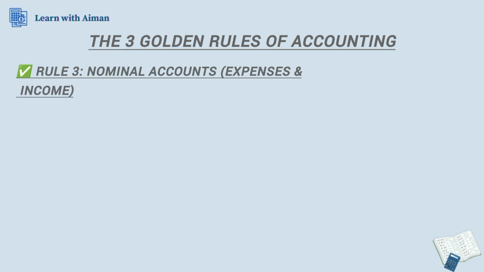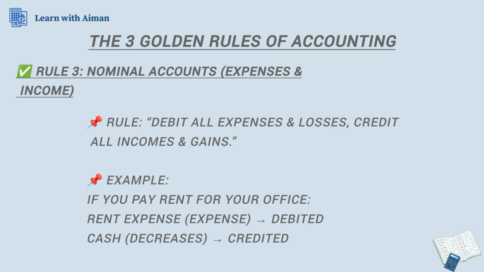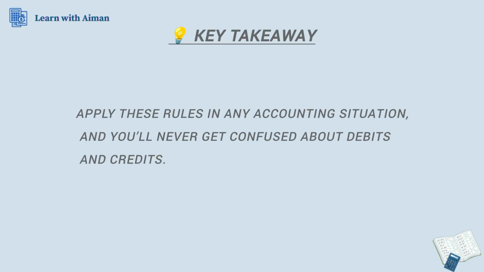Rule 3. Nominal accounts, expenses and income. Rule: debit all expenses and losses, credit all incomes and gains. Example: if you pay rent for your office, rent is an expense, so we will debit it, and cash is decreasing, so we will put it into the credit side. Key takeaway: apply these rules in any accounting situation and you will never get confused about debits and credits.